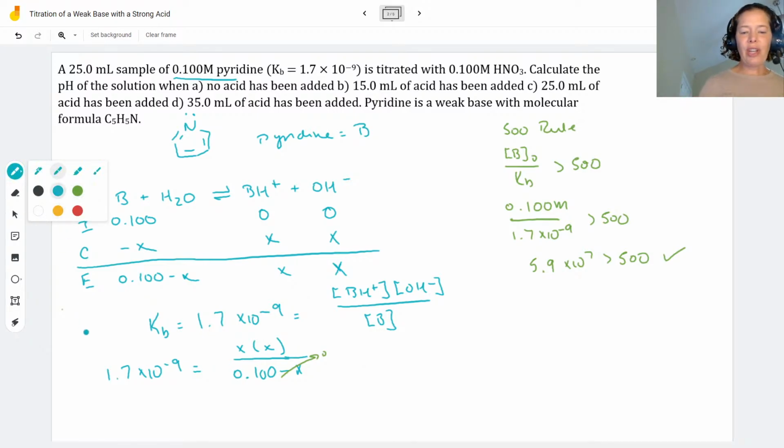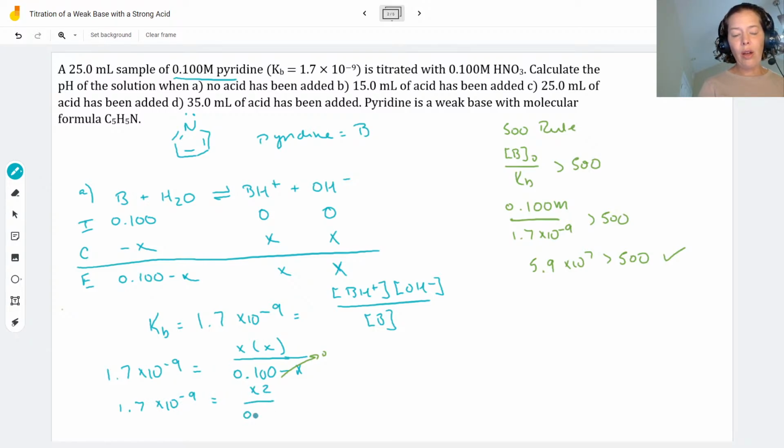And now let's finish out our calculation. So now we've got 1.7 times 10 to the negative ninth. Now this simplifies to X squared over 0.1. So this is really simple to solve. So X equals 1.3 times 10 to the negative fifth.